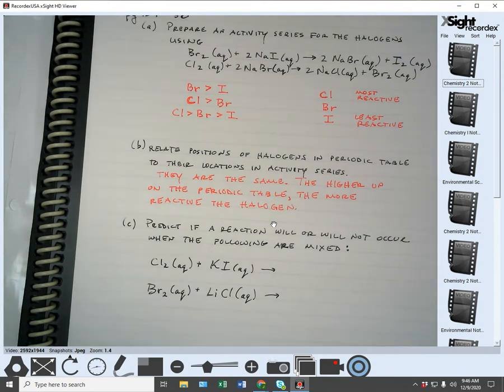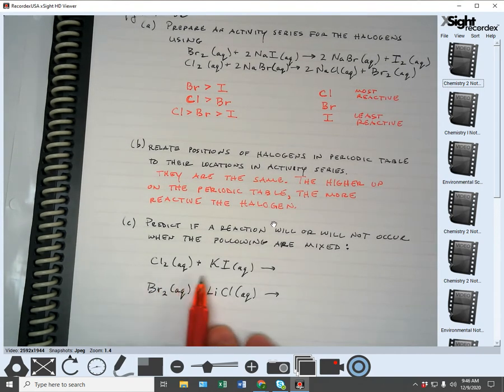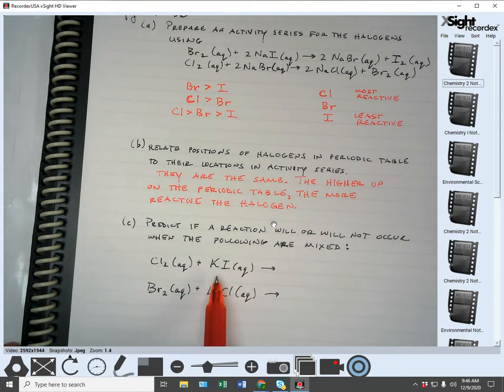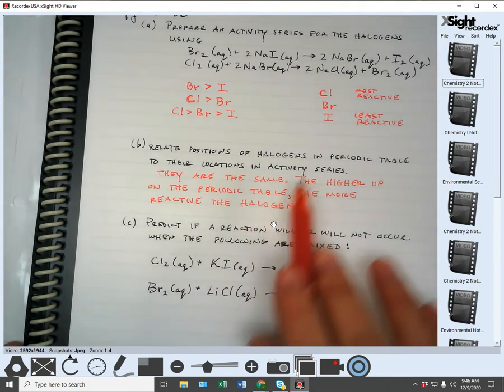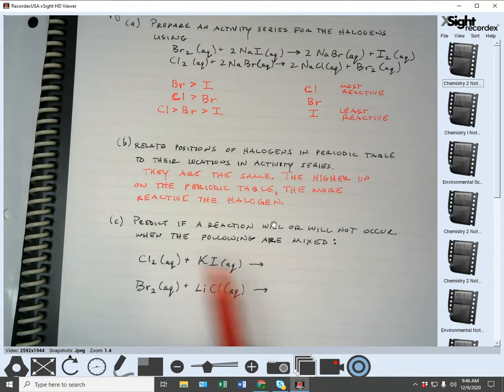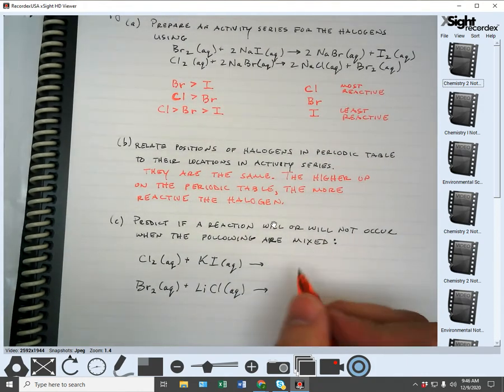C. Predict if a reaction will or will not occur when the following are mixed. So they give us two different things here. The first one is chlorine and potassium iodide. So you're just treating this like you would the metallic activity series. You're comparing the two. So here we're comparing chlorine and iodine. We're seeing which one is more reactive. The more reactive one will end up in the compound. Okay, so chlorine is more reactive than iodine, right? So this reaction will occur.